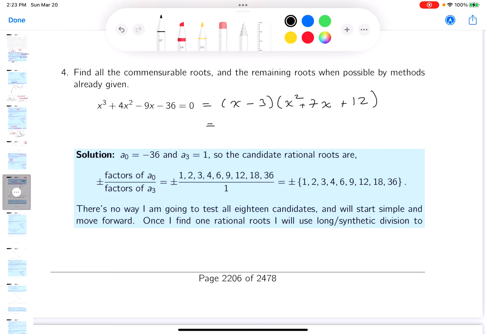This is going to factor x minus 3. Then you can get x and x. Looks like 3 and 4, doesn't it? Plus, plus. So what are the roots? The roots are going to be 3, minus 3, minus 4.